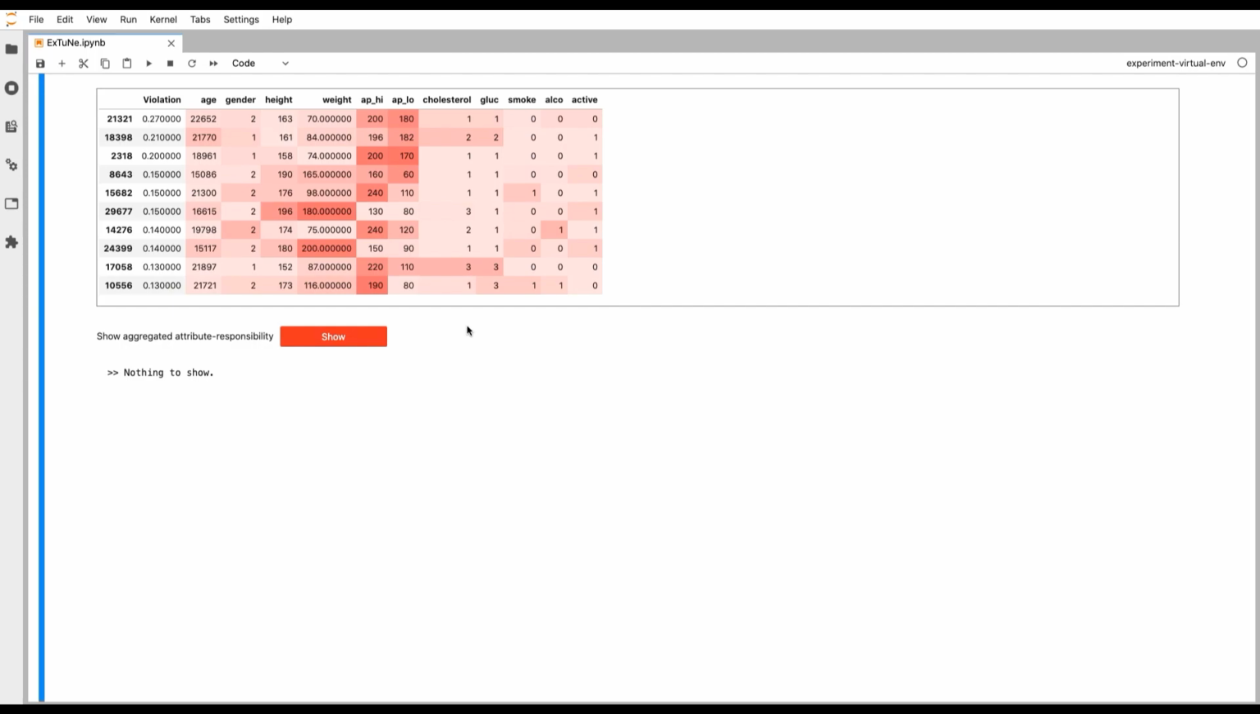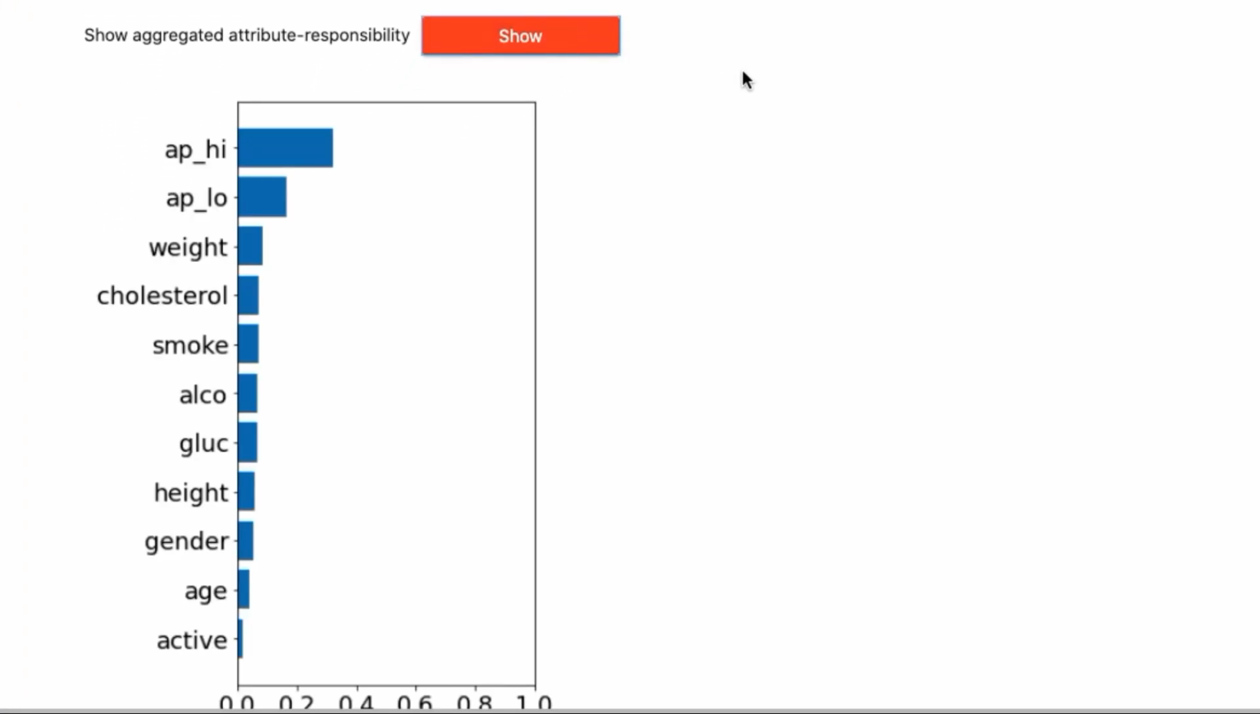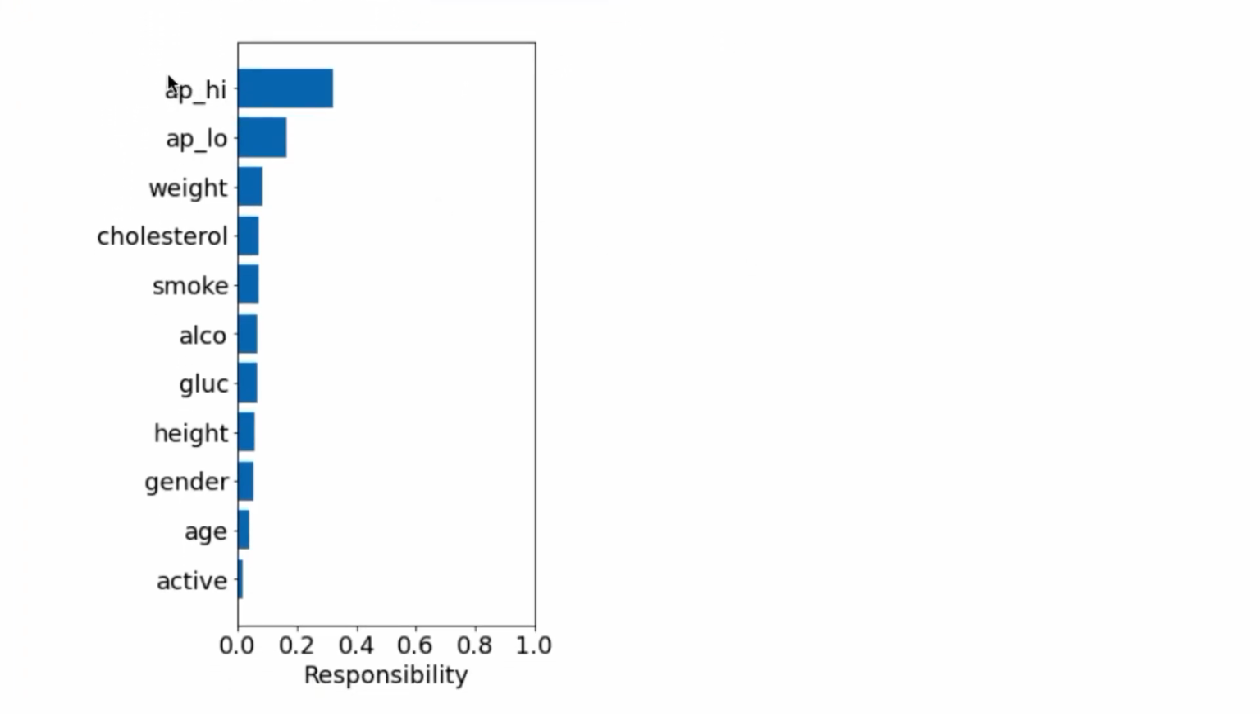Now I also want to know what is each attribute's share of responsibility for causing the overall non-conformance in the entire set of cardiac patients. And here we go. As you can see, systolic blood pressure here is identified as the most responsible attribute for the overall non-conformance. This is followed by diastolic blood pressure. This is very meaningful since it is well known that abnormal blood pressure is the primary indicator for cardiovascular disease. So these two attributes are followed by weight, cholesterol level, and smoking habit. These 3 attributes are also well-known risk factors for cardiovascular disease.